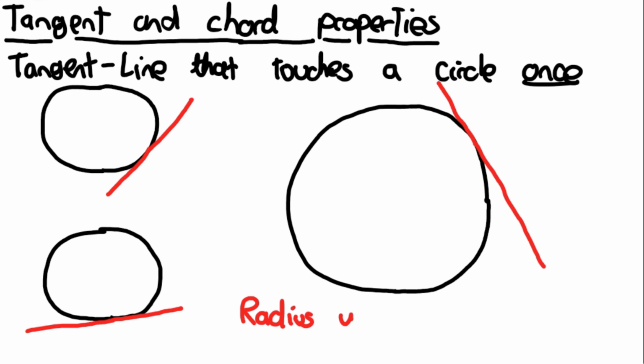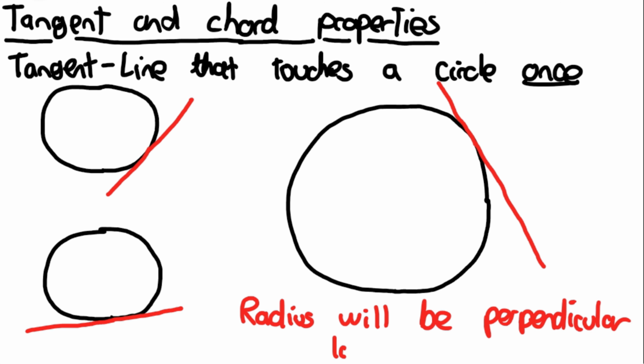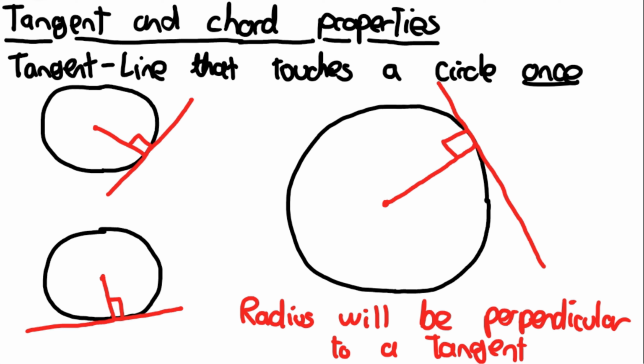Now the important thing with tangents is that the radius, or the diameter, as they're basically the same thing, will be perpendicular to the tangent. So if we show this, let's say the centre is here, and here, and here, remember the radius comes from the centre. The radius will look like this, and it will be perpendicular to the tangent. The radius will look like this, and it will be perpendicular to the tangent. And the radius will look like this, and it will be perpendicular to the tangent. It will be a 90-degree angle.